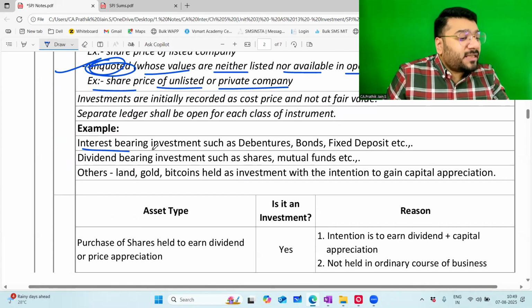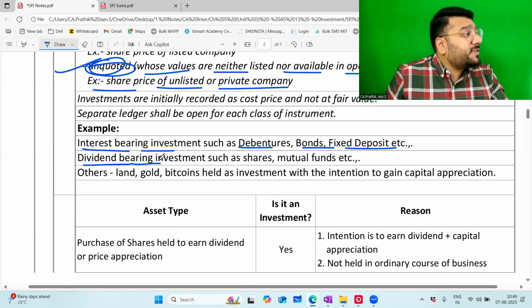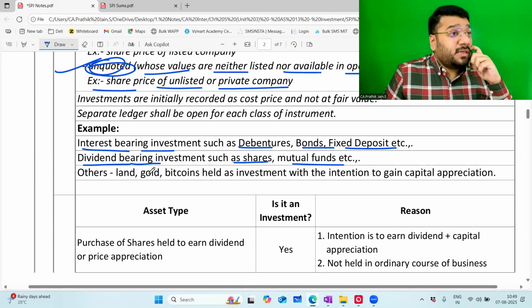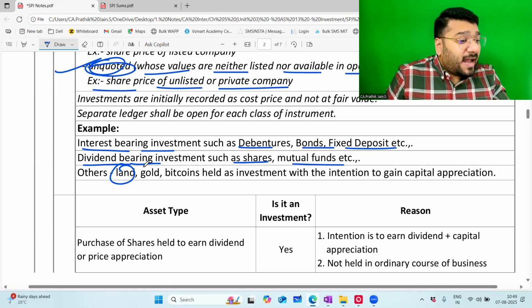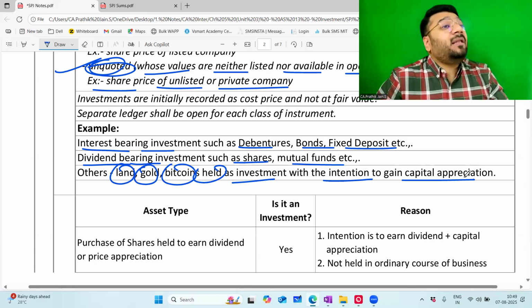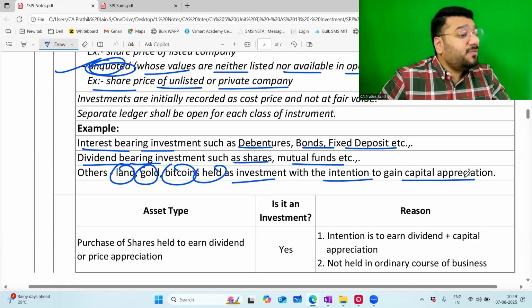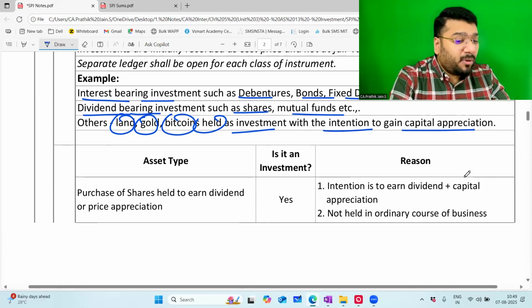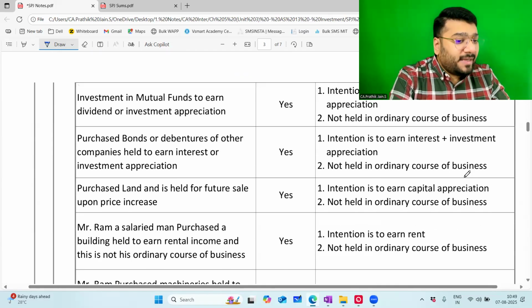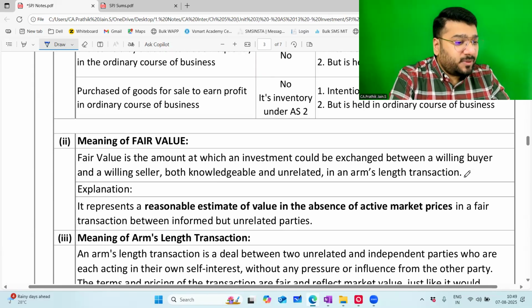Examples of investment. Interest-bearing investments such as debenture, bond, fixed deposit, etc. Then we have dividend-bearing investments such as share, mutual fund, etc. Then comes certain types of assets such as land, gold, Bitcoin held as investment with the intention to earn capital appreciation. These are the examples for investment. Any problem in this? No, sir. Now, examples, do we need to go through or manageable?